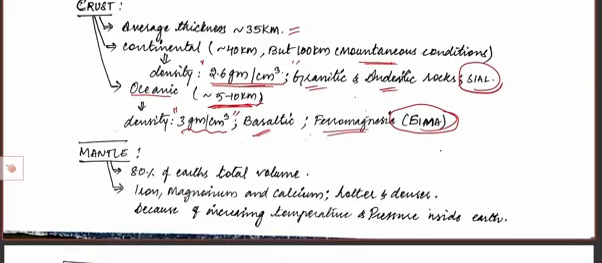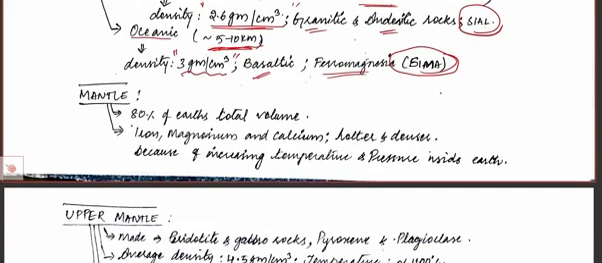Let us go to the next topic, that is the mantle. The mantle is 80% of Earth's volume. If we consider the total Earth's volume, 80% is mantle.